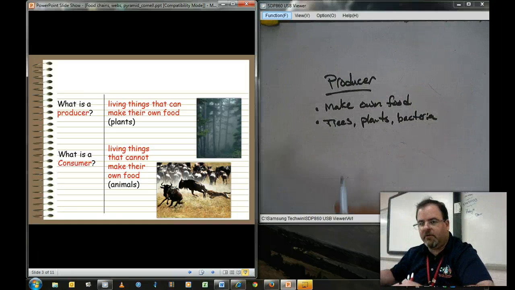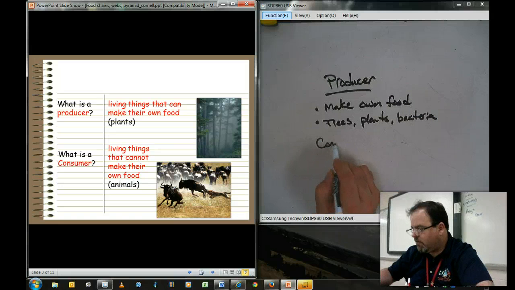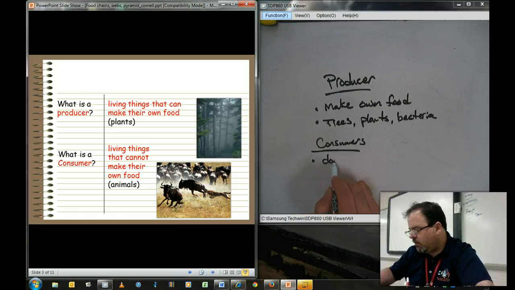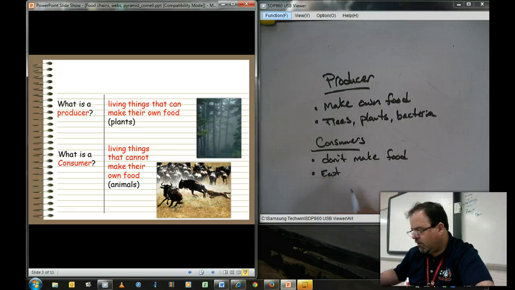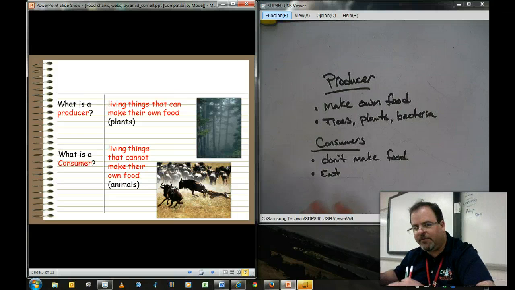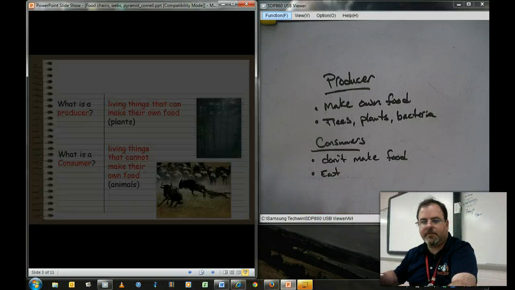Well, consumers don't. They don't make their own food, so they have to consume. They have to eat things. They have to eat things like other animals or other plants. So that's really the difference between the two.